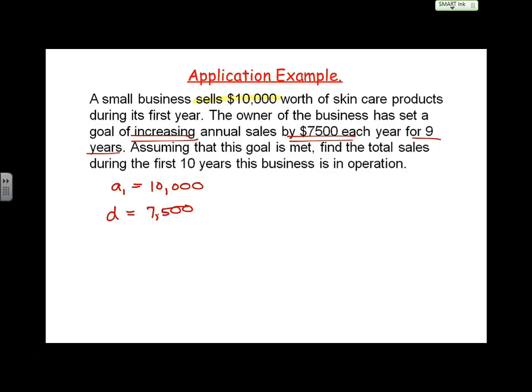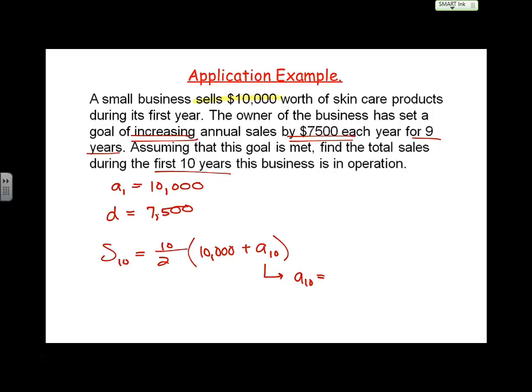But we have to include the first year and the second time. But would that be your A1? So what would be the notation of what we're trying to find? S sub 10. That's A sub 1. How do we find A sub 10? Did we figure it out from the last example? You use the common difference.